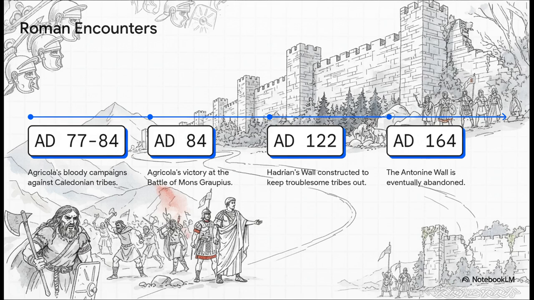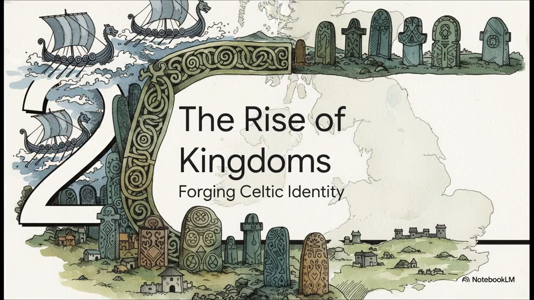And it didn't even stop there. By AD 164, the Romans completely abandoned the northern Antonine Wall. They simply couldn't hold it. Moving right along to Part 2, the Rise of Kingdoms, Forging a Celtic Identity.